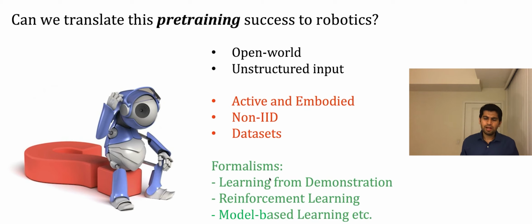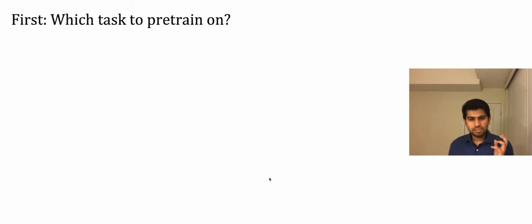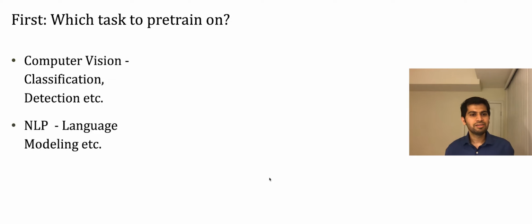However, despite these formalisms and these differences and similarities, I would argue there are two key challenges which make it very hard to even think of a setup where one could pre-train a general purpose controller for an arbitrary new robot. Those two challenges are as follows. First, it's quite unclear, in the case of an embodied agent which can perform a bunch of tasks, what task I should pre-train on. For instance, in the case of vision, we have seen that we can train on classification or detection, and these models transfer really well to several other tasks.